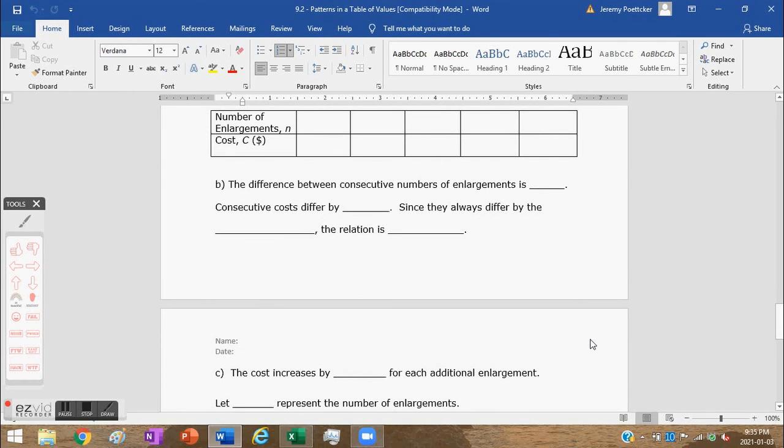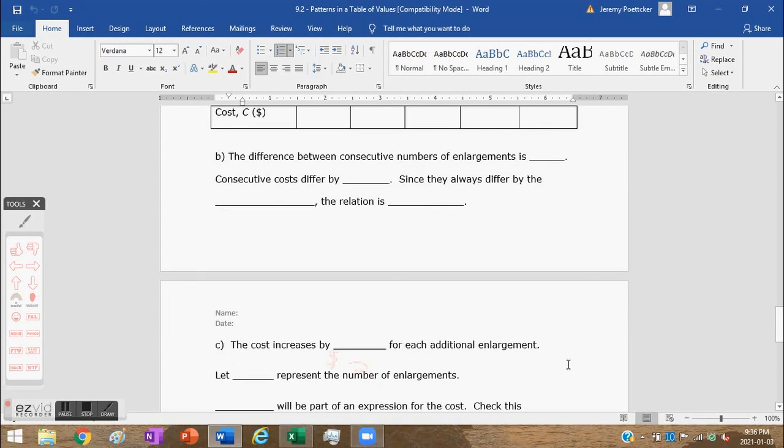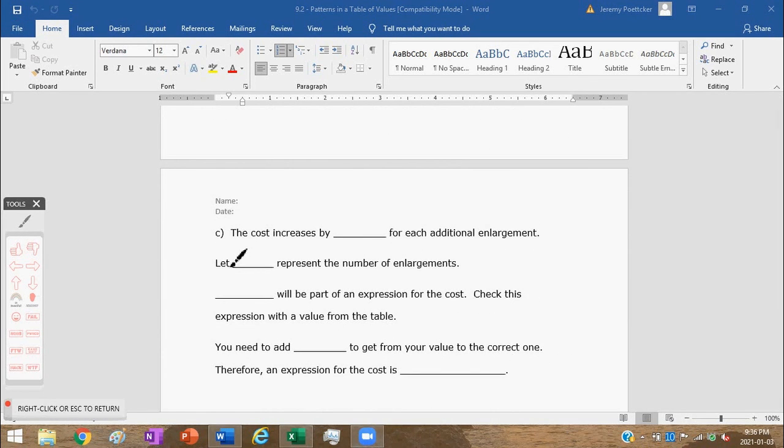What is the expression for the cost in relation to the number of enlargements? So here, and I'm going to have to scroll down on the way my program doesn't quite cooperate with us here. So, well, let's go here. The cost increases, you have these numbers, right? 3, 5, 7, 9, 11. Cost increases by $2 for each additional enlargement. Oops, and I should put a $ sign there. All right. We're going to let n, oops, settle down, represent the number of enlargements. C will be the part of the expression for the cost.